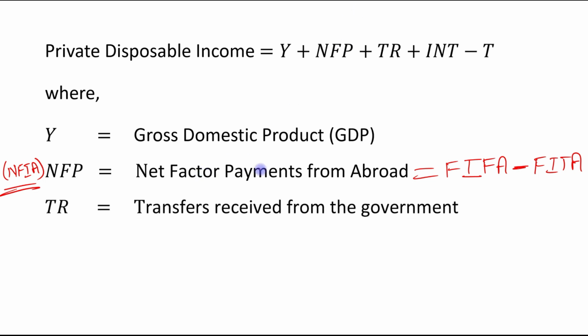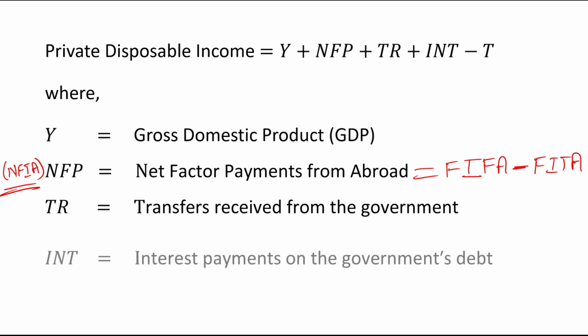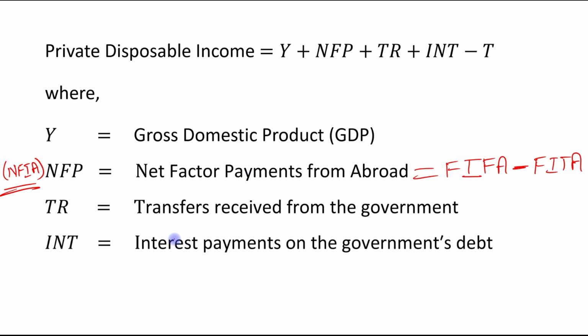TR is transfers received from the government. INT denotes interest payments on the government's debt. If the government has taken any loan from the private sector, then whatever interest payment the government has made on that loan, that is interest payment on the government's debt. And last one, T refers to the taxes.